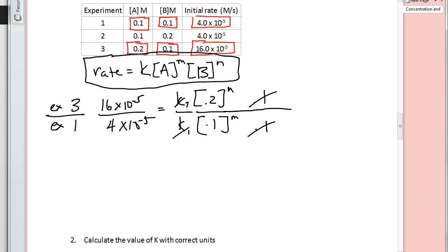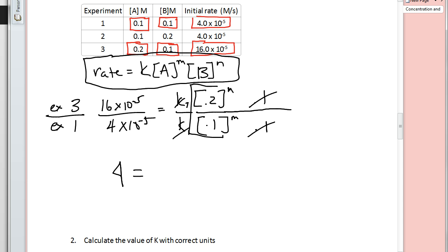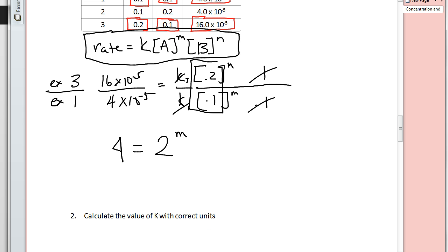So let's go ahead and solve this problem. Now, 16 times 10 to the negative 5th over 4 times 10 to the negative 5th is going to give me 4. Okay, I'm going to divide 0.2 right here by 0.1, and I get 2 raised to the m power. So as you guys can probably see, 2 raised to what number is going to give us 4? So m is equal to 2.